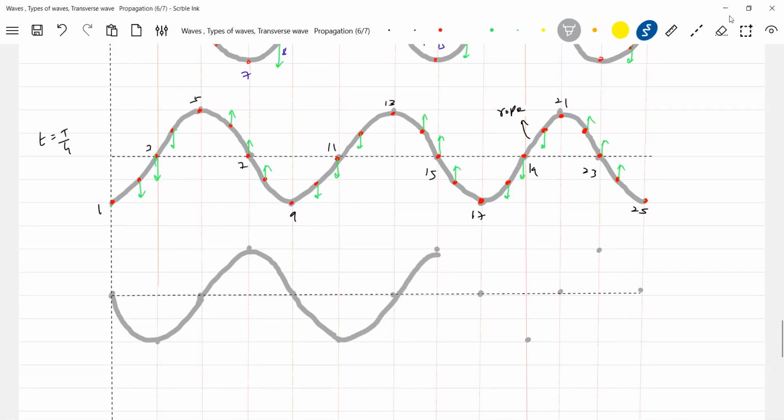This will be the shape of the rope at T equal to 3T by 4 or T by 2. This is T equal to T by 2. Again, we are interested in those specific points. In what direction is the wave propagating, right? Red color we use, no?